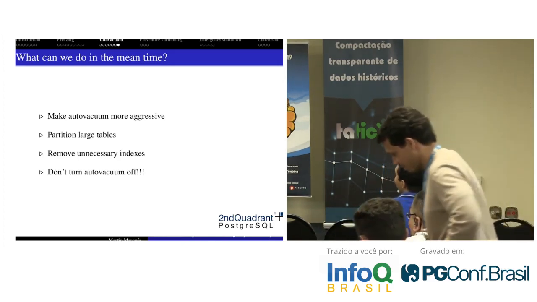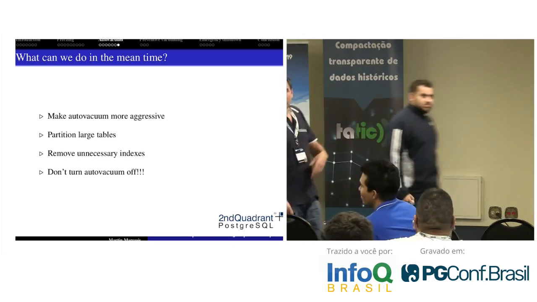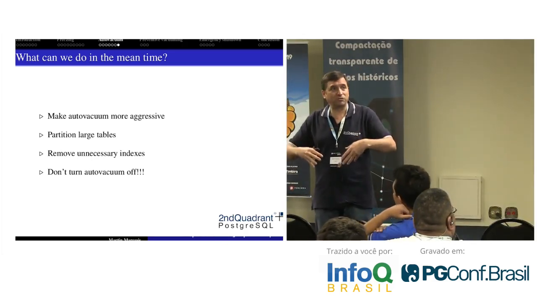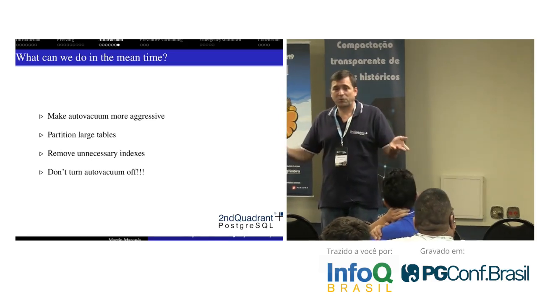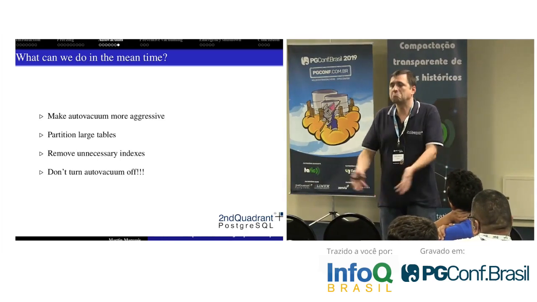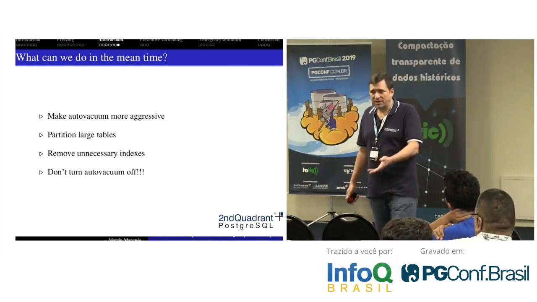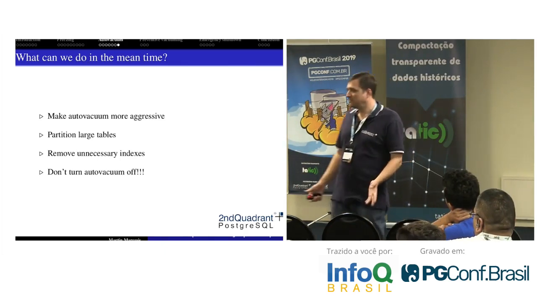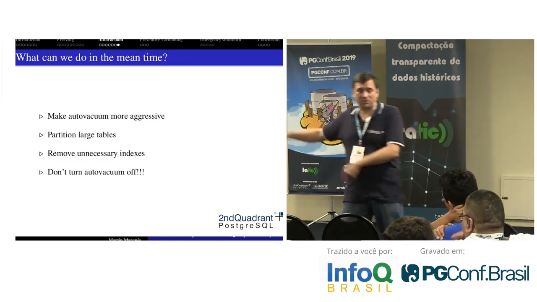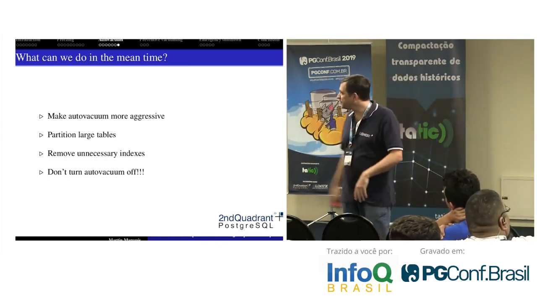Well, one of them was to make autovacuum more aggressive. Another thing you can do: if you have very small tables, it's not a problem. Scanning a whole table that is just a couple of gigabytes is fairly quick. But if you have something of 500 gigabytes, then we've got more problems than autovacuum. Autovacuum is going to be a problem scanning the whole 500 gigabytes or bigger.